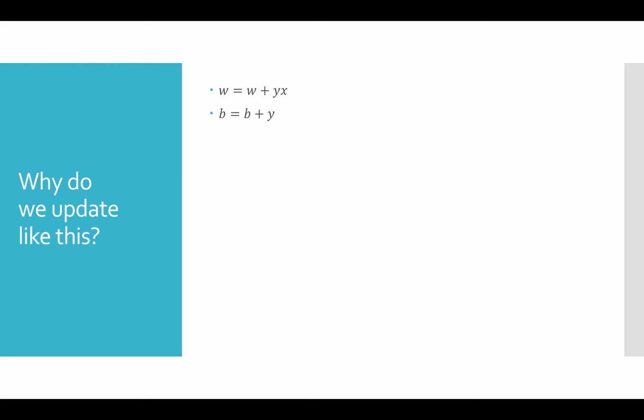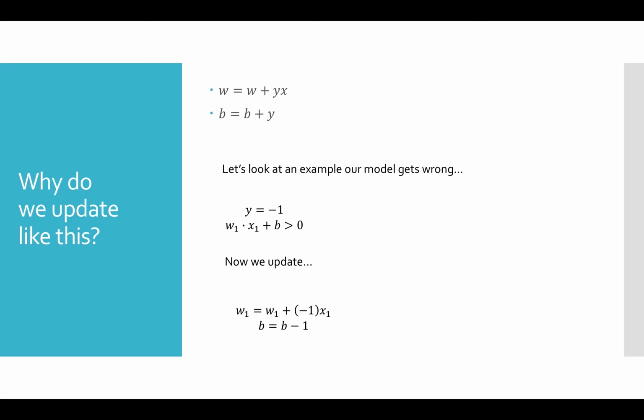Here are those update equations again. Let's look at an example of when our model gets something wrong in order to see why these update equations make sense. Here we have a sample that has a label of -1 and an activation that's greater than 0. This means that we got it wrong. If our label is -1, we want to have an activation that's less than or equal to 0. What is our activation again? Our activation is going to be our weight vector dot product with the x, which is our feature, plus the bias. And we already said that it's greater than 0.